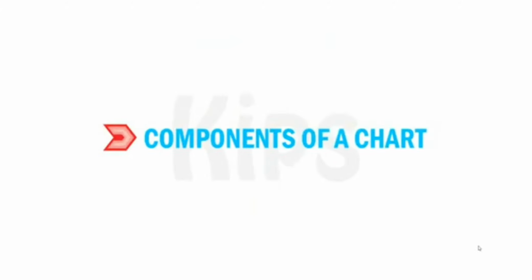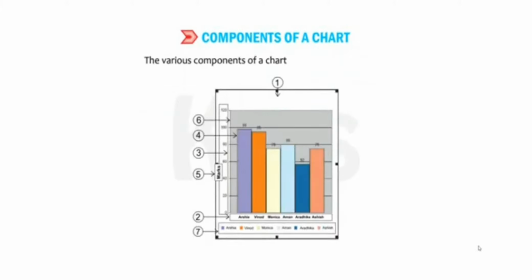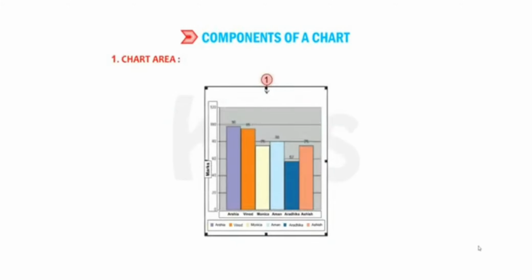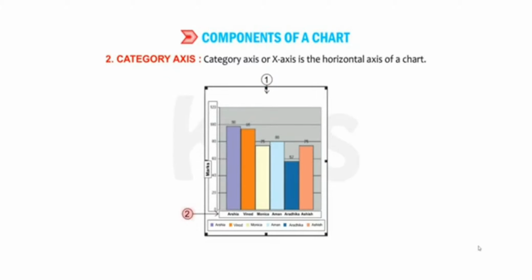Let us first understand about components of a chart. The various components of a chart are shown in the figure. Number 1. Chart area. The chart area includes all objects and elements in a chart. Number 2. Category axis. Category axis or x-axis is the horizontal axis of a chart.